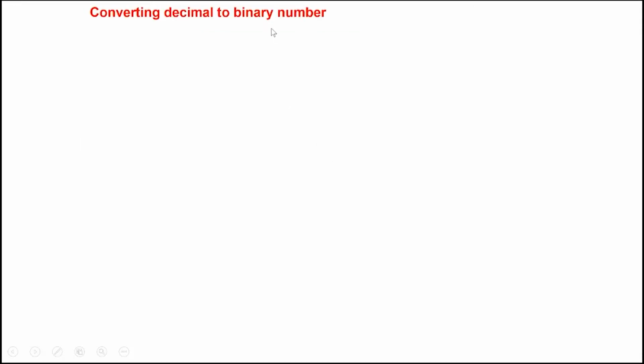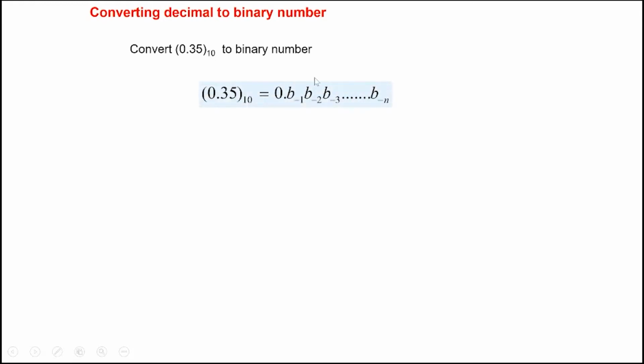All right, so converting a decimal to a binary number. Let's say we have a decimal fraction here, 0.35 in base 10, and we want to convert it to a binary number. Note that in this case it is 0.b-1 b-2 and so on; these are the bits here. And in this case, instead of dividing by 2, which will not help, multiplying by 2 will help you. So let's write it down.